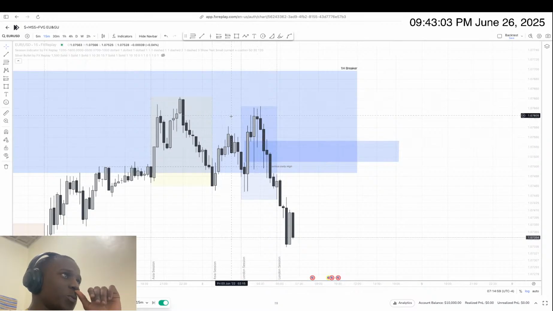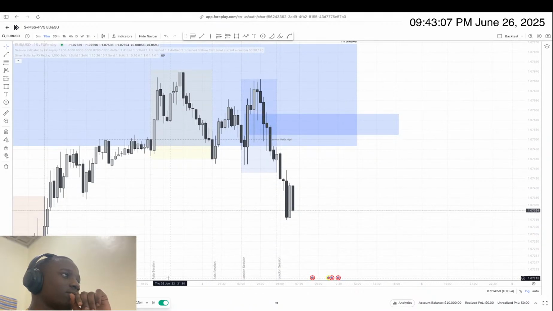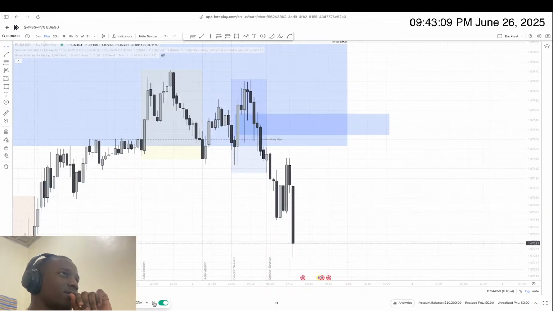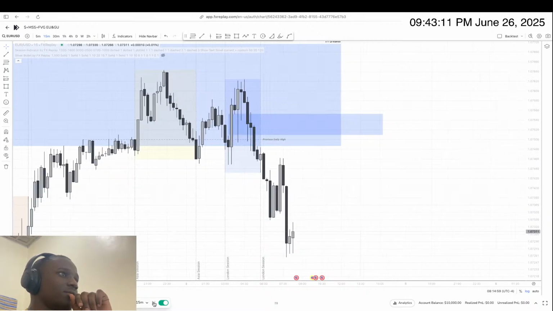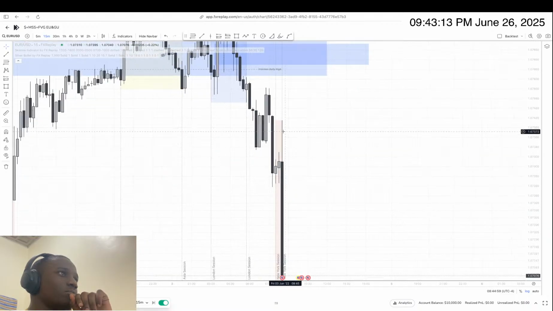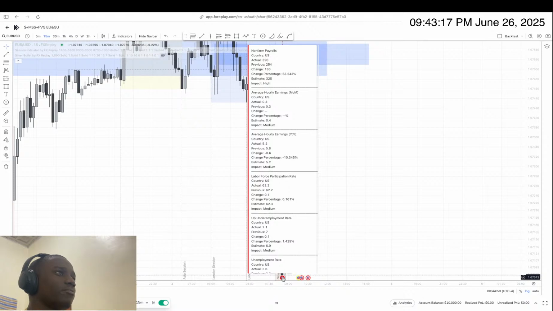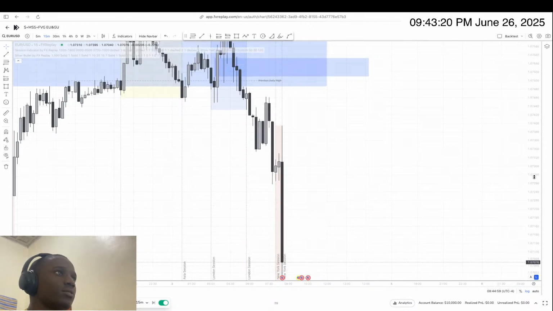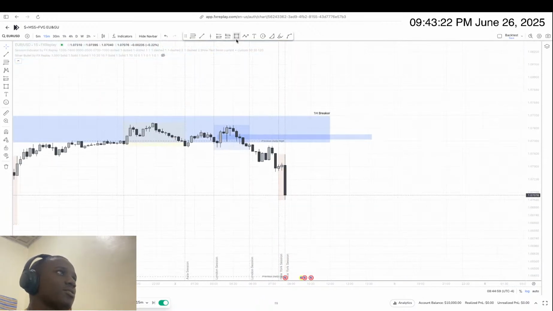And as for the sweep, you can see we took out just only this high before we shifted. So let's see if we return to that high. Okay, we don't. Ooh, but we get a huge candle at 8:30. This was NFP, so it's a reaction to this right here.